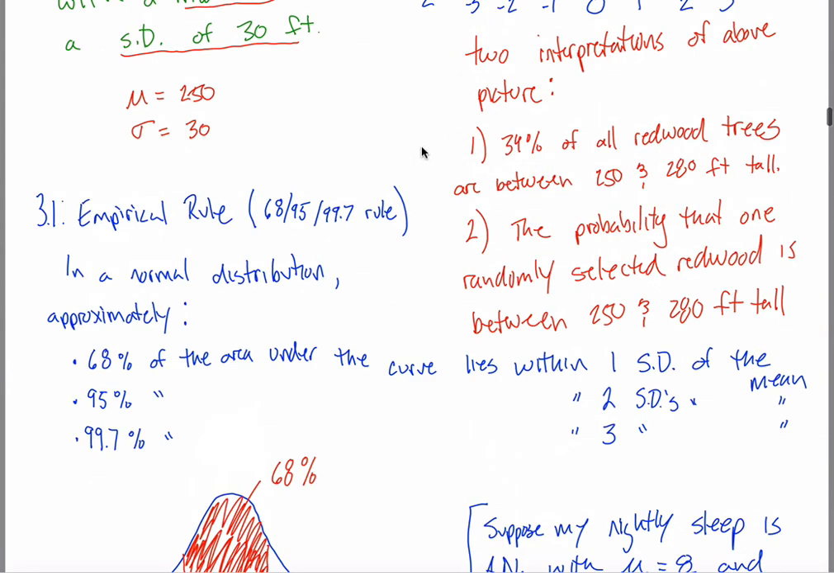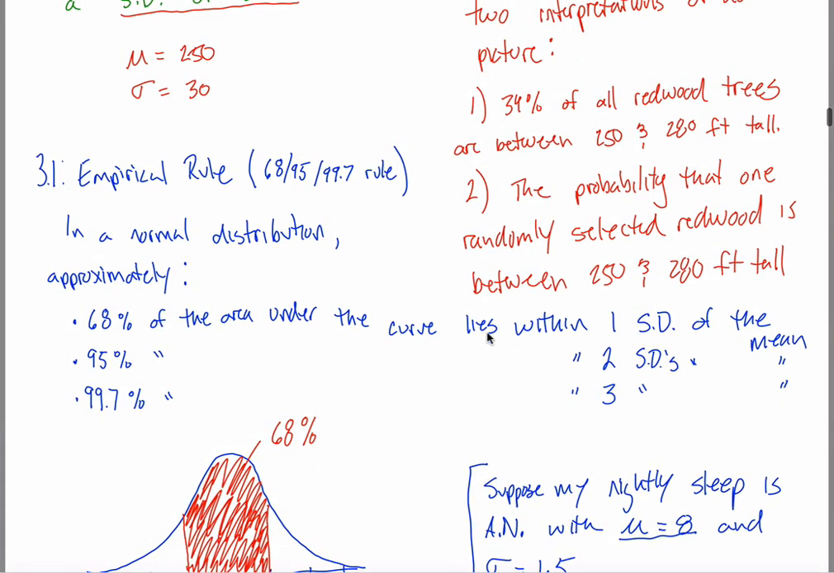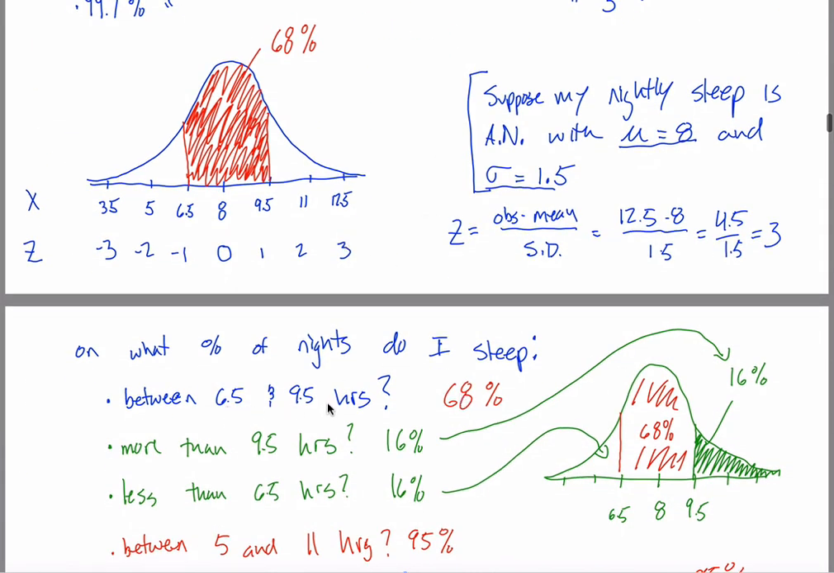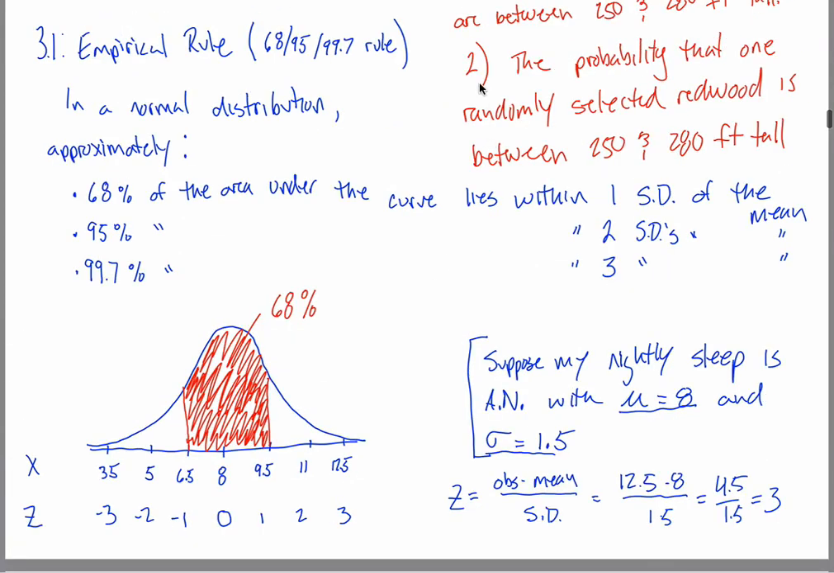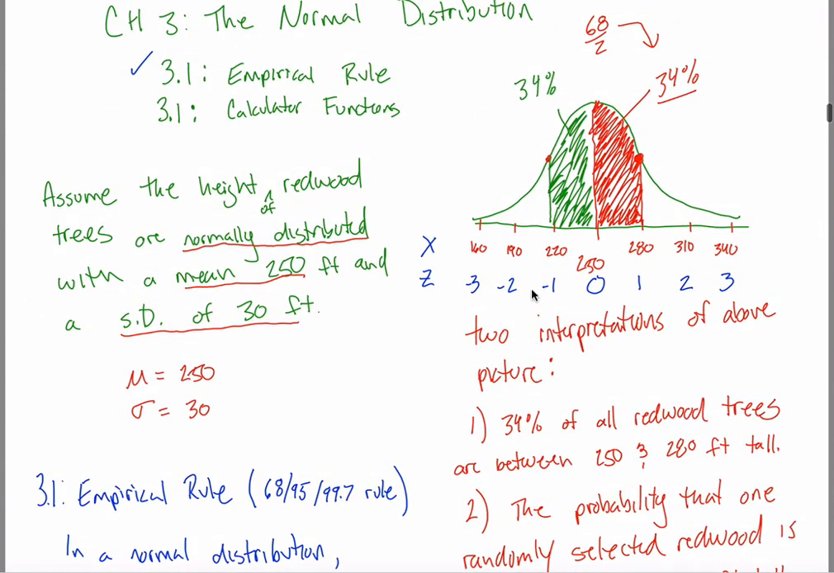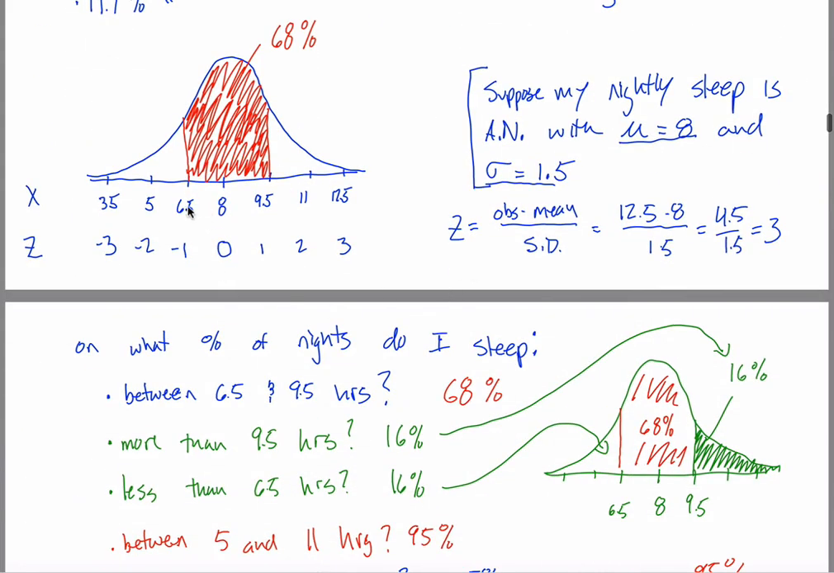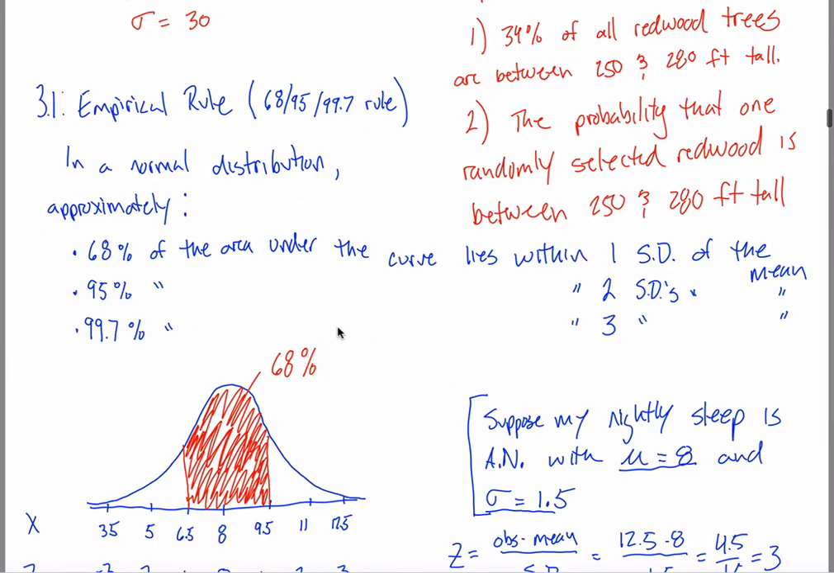And note those questions can be formatted as the first interpretation or the second interpretation. All of these were formatted as the first interpretation. I said, in what percentage of nights do I sleep between 6.5 and 9.5 hours? If I wanted to format them in terms of the second interpretation here, I'd say, what is the probability that on a randomly selected night, I sleep between 6.5 and 9.5 hours? You'd be like, either way, all you're asking me is how much area is there under the curve between 6.5 and 9.5. And the empirical rule doesn't tell you anything about 6.5 and 9.5, but if you convert those 6.5 and 9.5s to z-scores, then maybe you can see how to use the empirical rule.